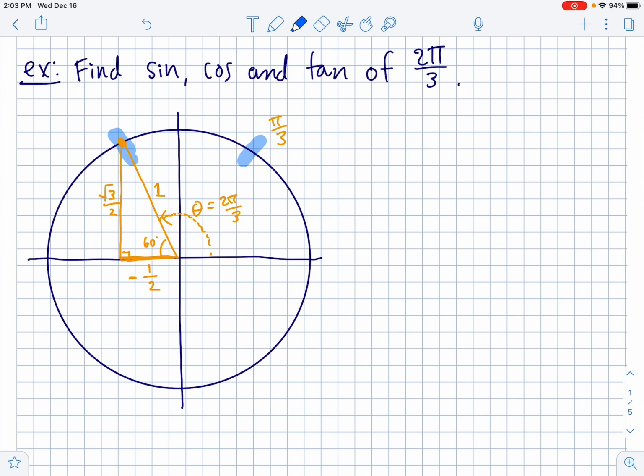Now, last lesson I talked about how sine of theta is the height of your triangle and cosine of theta is the base of your triangle. So, sine of 2 pi over 3 is root 3 over 2. That's this right here, the height of the triangle. Cosine is the base of the triangle, so cosine of 2 pi over 3 is going to be right here, the base, which is negative 1/2.